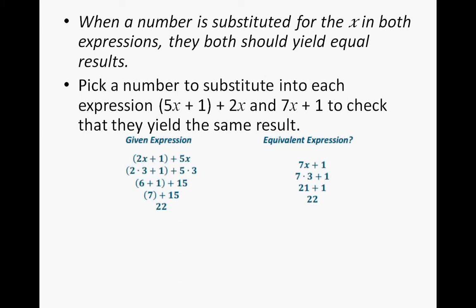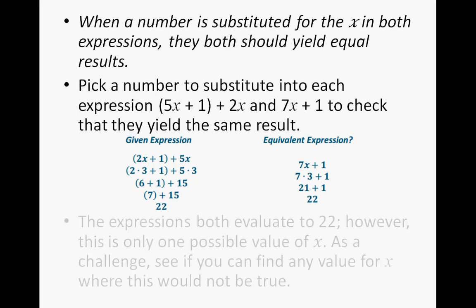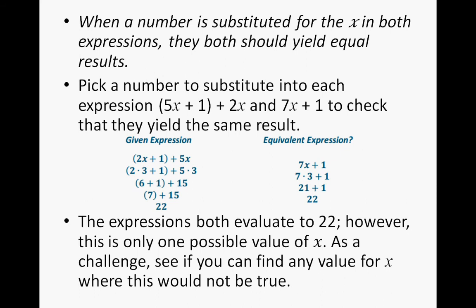So in this case, the example they used was x equals 3. Notice what happens when you plug in x equals 3. It simplifies to a value of 22. When you plug in x is equal to 3, again it simplifies to an expression that is equal to 22. Therefore, we get the same result. The expressions both evaluate to 22, however, this is only one possible value of x. As a challenge, see if you can find any value of x where this would not be true.